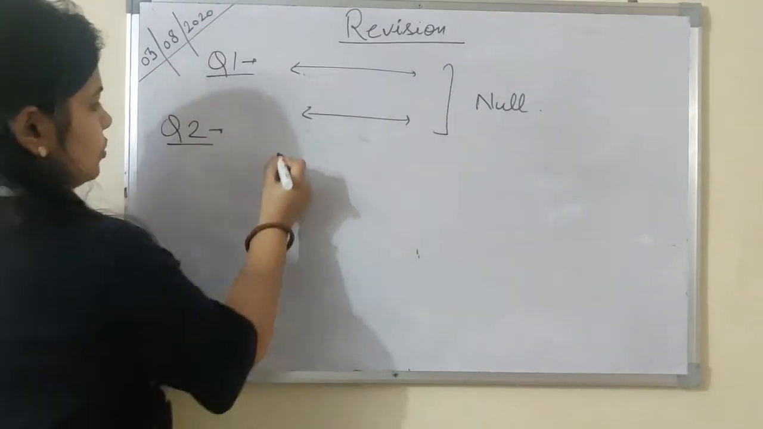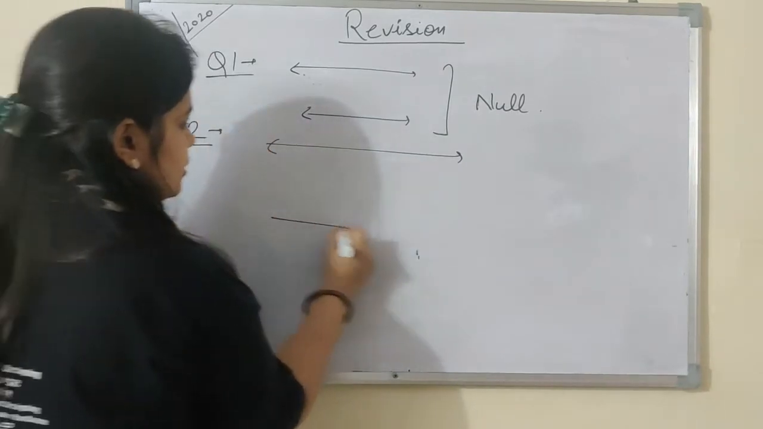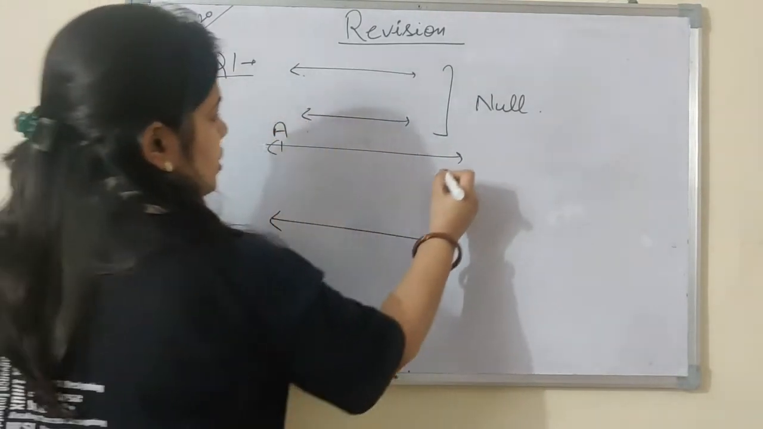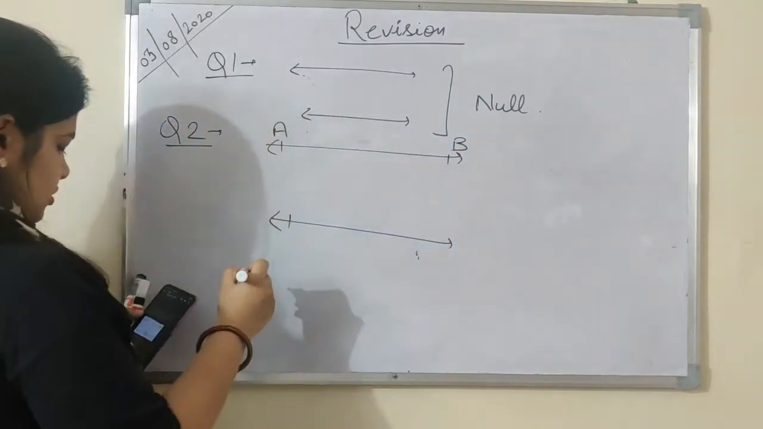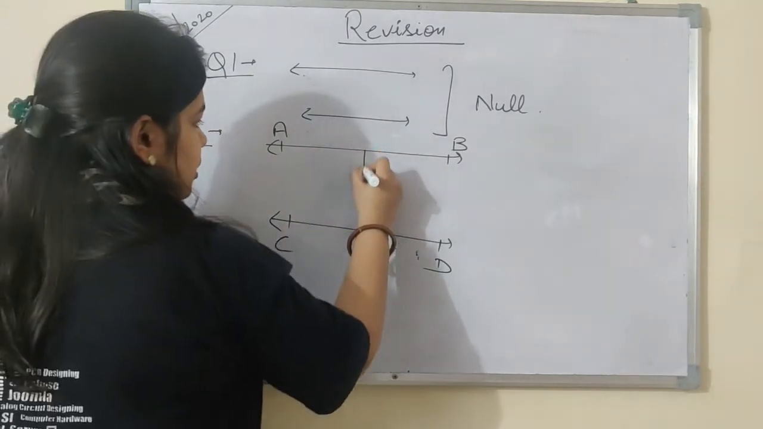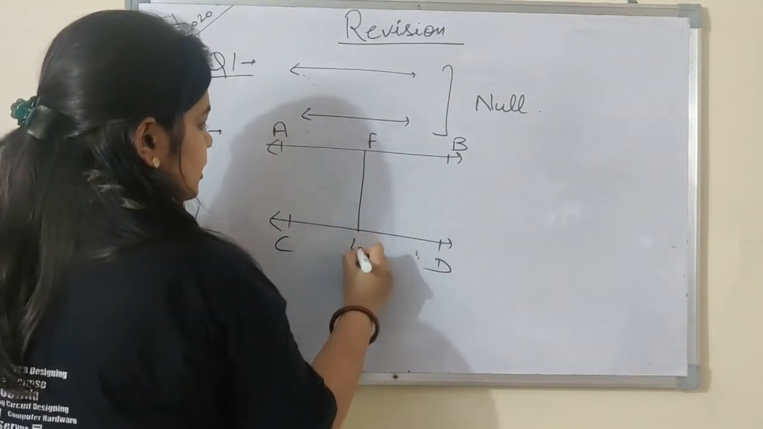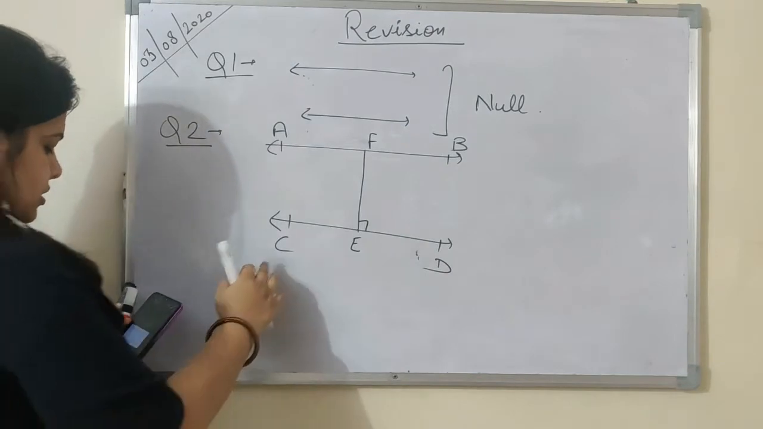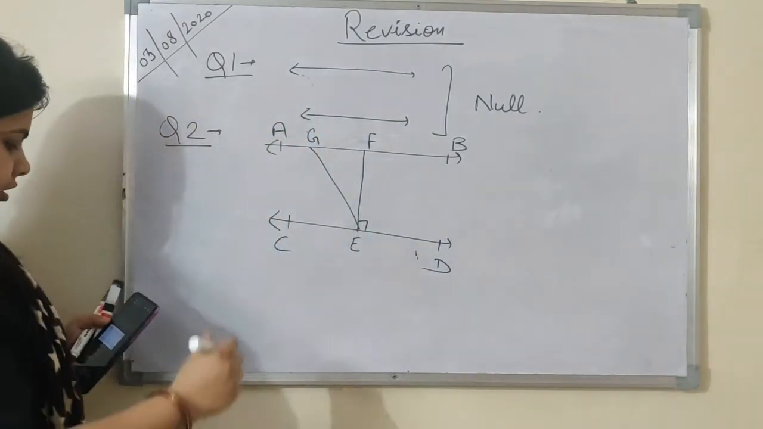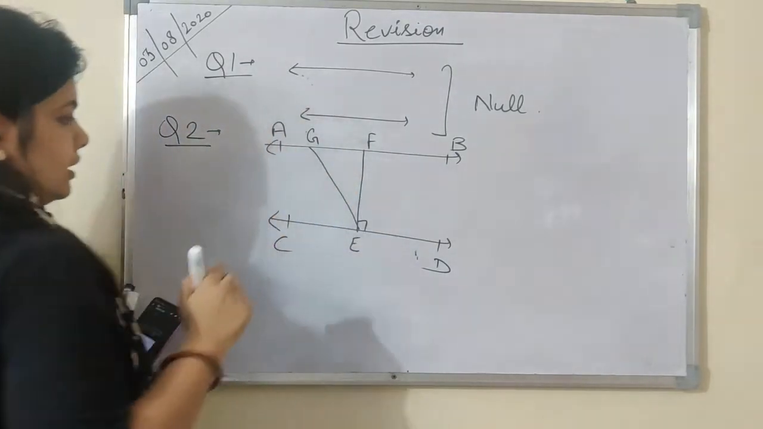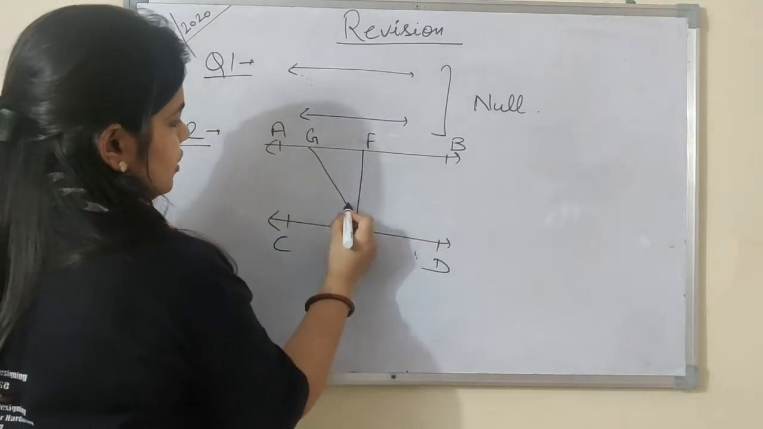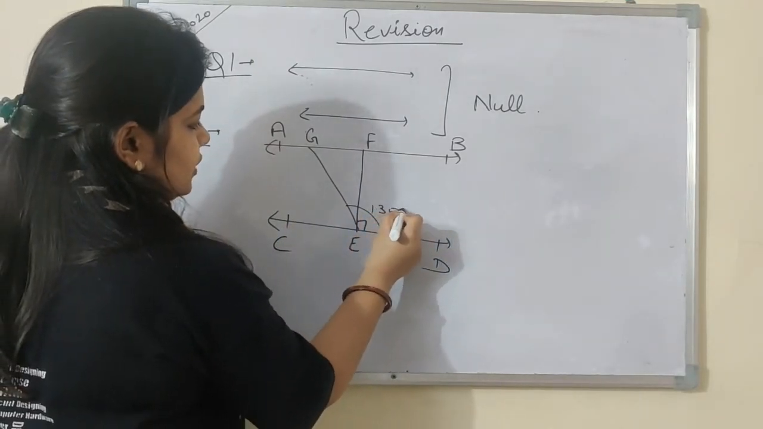In question number 2, your figure was like this. Here AB was parallel to CD. It is given to us. Then FE is perpendicular to CD. It is given like this, and G is 1 point on AB. It was given like this. Then what else is given? That angle GED was given as 135 degree.